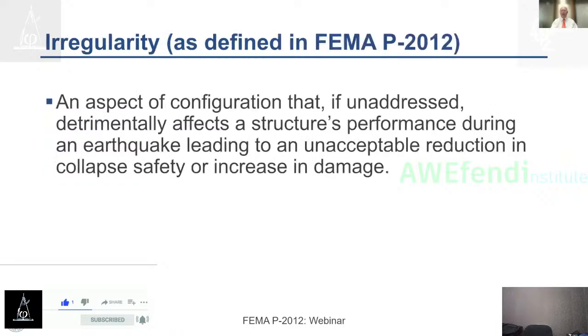To start, though, we want to get on the same page with you about what an irregularity is, at least as defined in this project. We really needed to focus our effort. There have been lots of observations in the past about how structural configuration can affect performance in earthquakes. So the definition that we settled on after careful consideration by the project team for an irregularity is an aspect of configuration that, if unaddressed, detrimentally affects the structure's performance during an earthquake, leading to an unacceptable reduction in collapse safety or increase in damage. And we're going to talk about some of those specific words that we crafted in order to manage the way that the project would go forward.